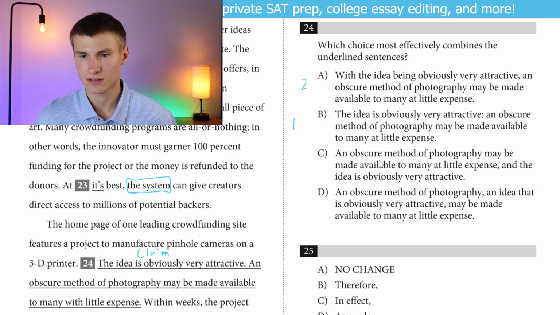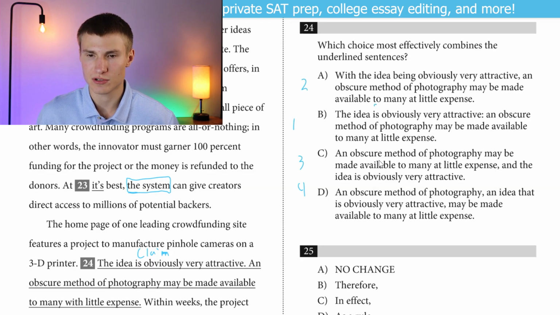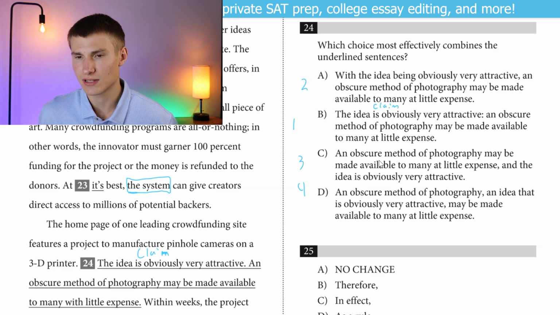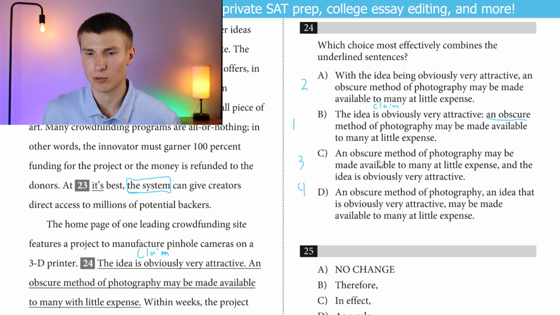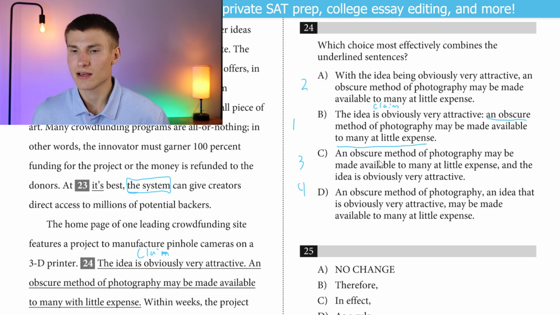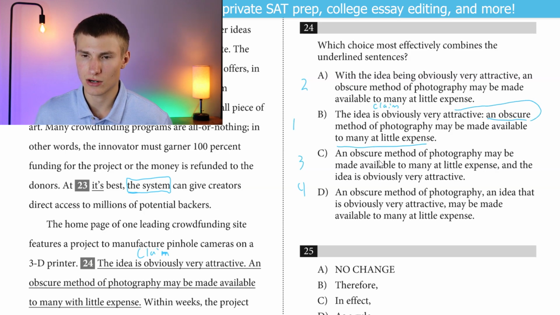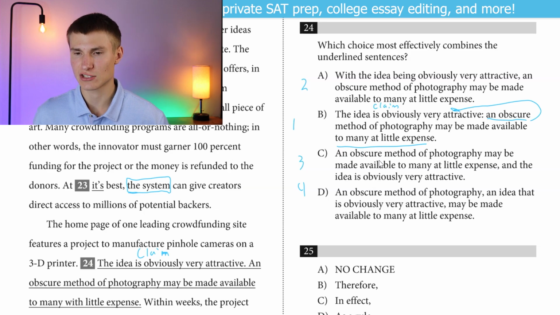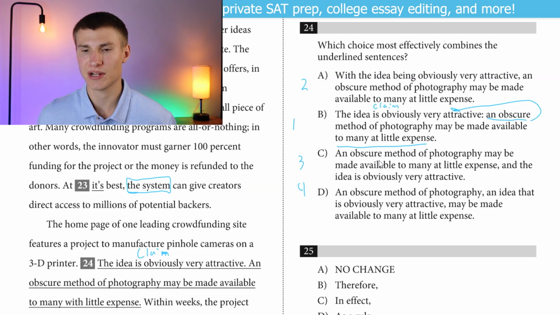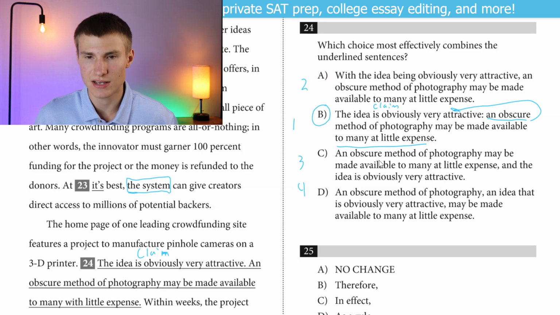We go something like this. Okay, we see 2, 3, and 4 are all about the same length, but we can go ahead and start with 1. The idea is obviously very attractive, so we're starting with that claim. And then after that, we have some evidence, right? An obscure method of photography may be made available to many at little expense. That is illustrating the idea in our first independent clause. So we're connecting 2 independent clauses with a colon, where the second independent clause is illustrating the first. There's no wordiness, no redundancy, no repetitiveness. So we see answer choice B will be our correct answer.